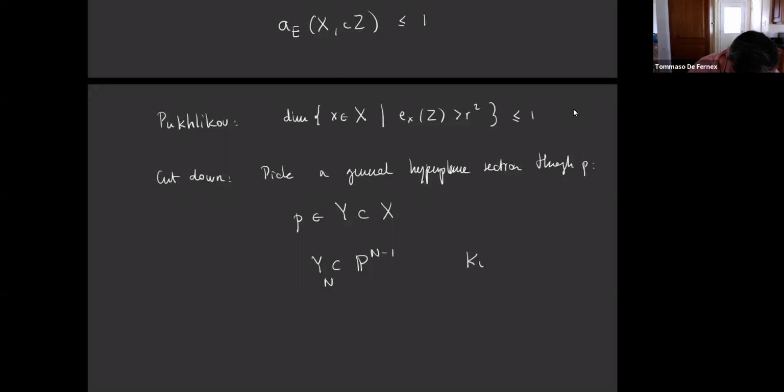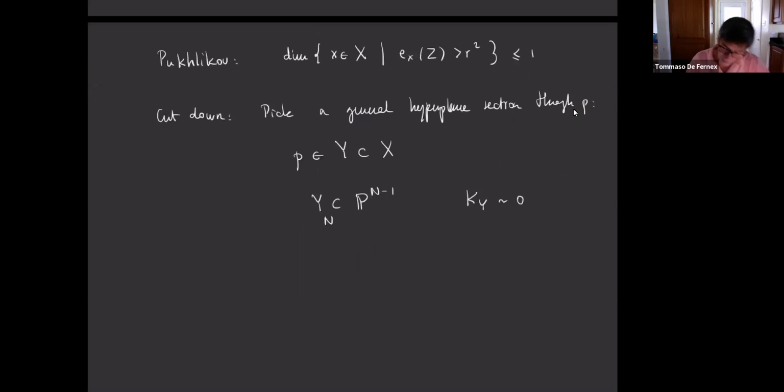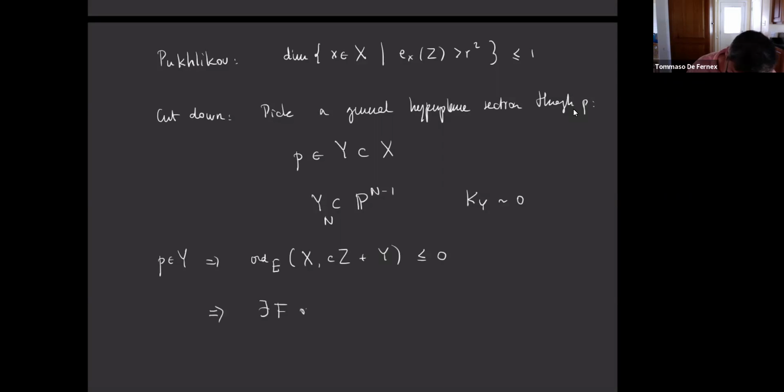So if I use adjunction now, you see that this is actually trivial. So it is no longer a Fano variety, now it's a Calabi-Yau manifold. But what you notice is that because P is in Y, this implies that the order along E of the pair (X, cZ + Y) is less than or equal to 0, because I subtract at least 1. The order of Y along the divisor is at least 1. And now we can apply adjunction, and it shows that there is some divisor F over Y.